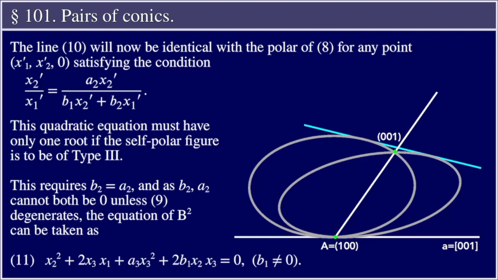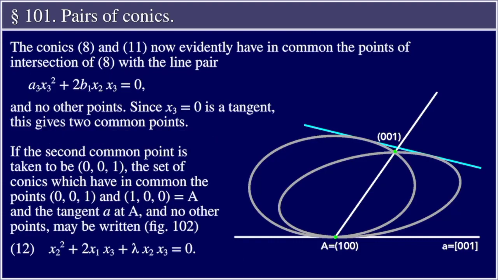Unless 9 degenerates, the equation of B squared can be taken as equation 11, x2 squared plus 2x3 x1 plus a3 x3 squared plus 2 b1 x2 x3 equals 0, b1 not equal to 0. The conics 8 and 11 now evidently have in common the points of intersection of 8 with the line pair a3 x3 squared plus 2 b1 x2 x3 equals 0, and no other points. Since x3 equals 0 is a tangent, this gives two common points.